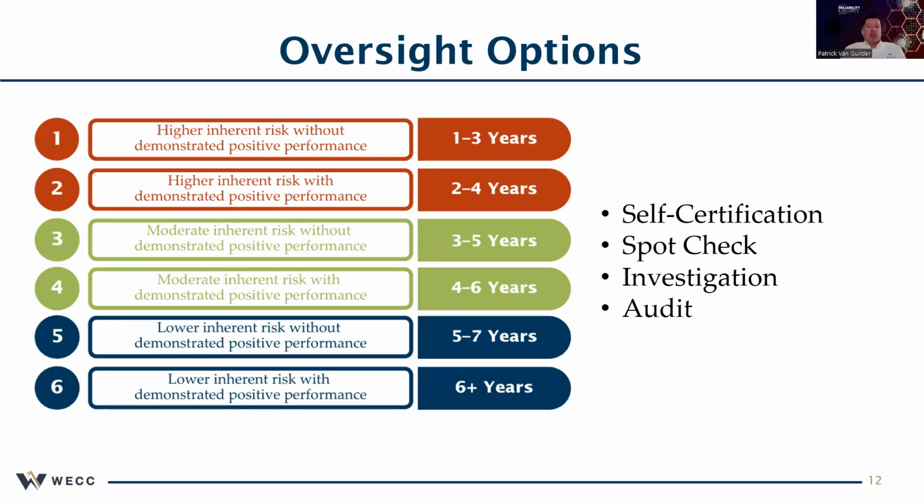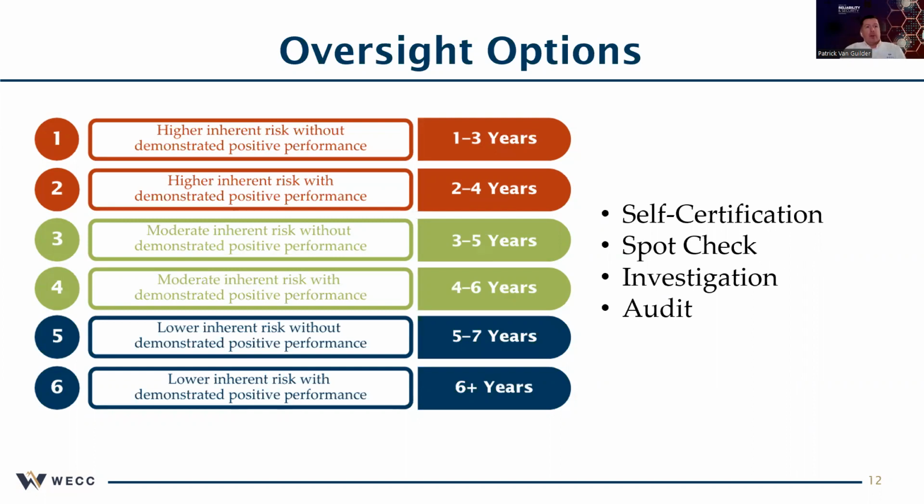Demonstrated positive performance is used when developing an entity-specific oversight strategy. The strategy will include the proposed monitoring interval and monitoring methods. Such monitoring methods could include self-certification, spot check, investigation, or audit.